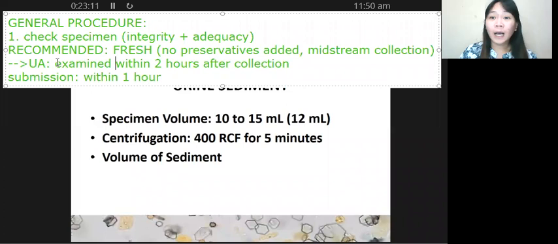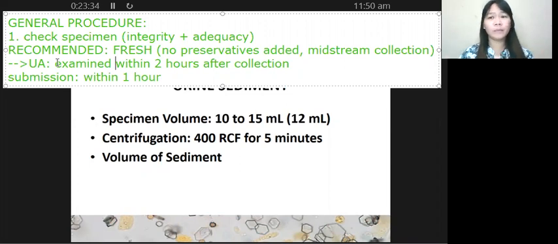And so, acceptable pa ba yung specimen? Hindi na. Okay? It is no longer acceptable because you will no longer provide a reliable result for your specimen. So that's why submission within 1 hour. Examination within 2 hours. Otherwise, hindi na acceptable yung urine sample natin.